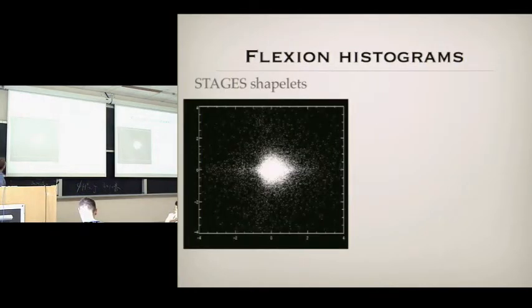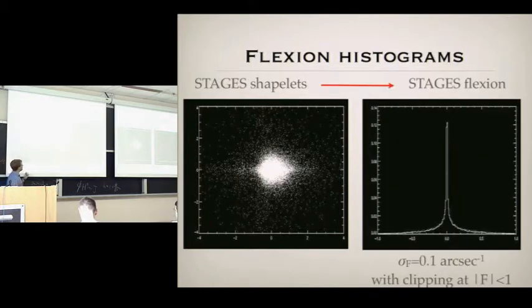So the sort of thing we'd get for all of the STAGES galaxies, we'll measure a certain shapelet coefficient versus another. We get a cloud, often they have peculiar shapes. And using those estimators, we get the STAGES flexion catalogue. This is the histogram of flexions in STAGES. The solid line is the 1 flexion. The dotted line, which is almost exactly underneath it, is the 3 flexion.